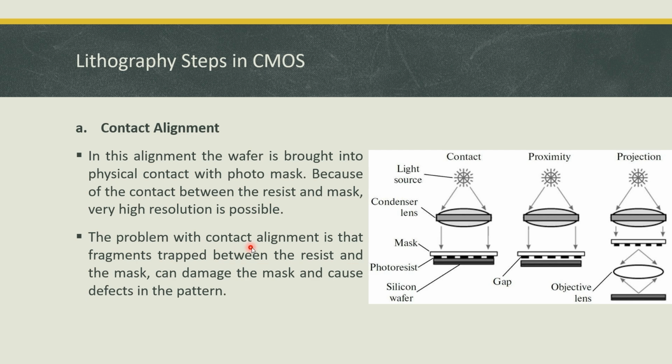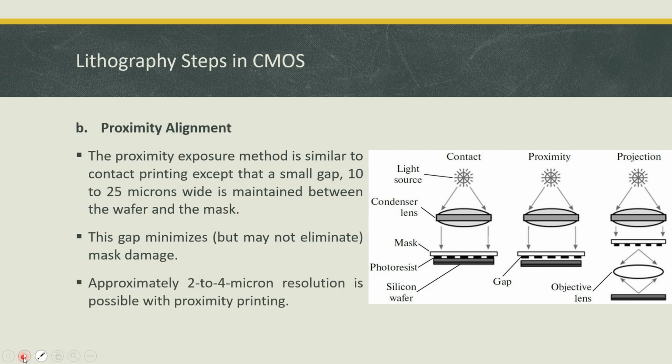The problem with contact alignment is that fragments trapped between the resist and the mask can damage the mask and cause defects in the pattern. So what is the remedy for that? We can use another alignment, which is proximity alignment.